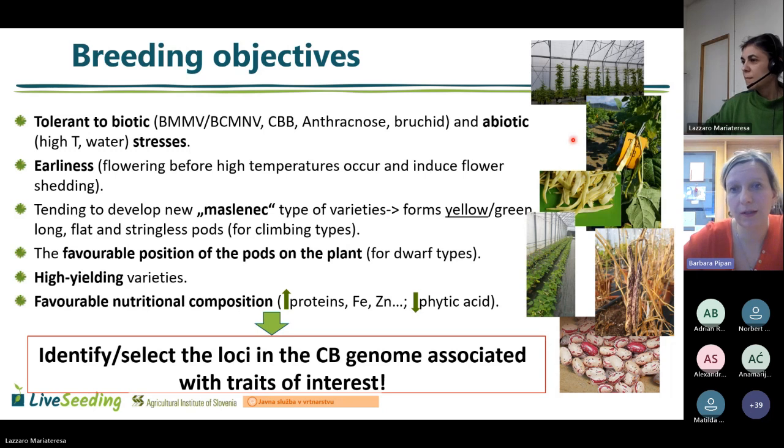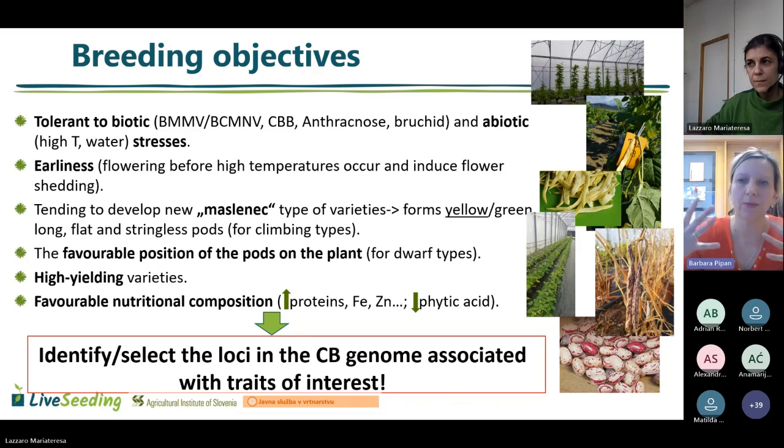And of course, for the application of machinery during the cultivation of the common bean, it is very important that we have a favorable position of the pods on the plant. So this is relevant for the dwarf type of common bean, and of course high yielding varieties and varieties with favorable nutritional composition. So higher levels of proteins, iron, zinc, and lower levels of anti-nutritive components like phytic acid.